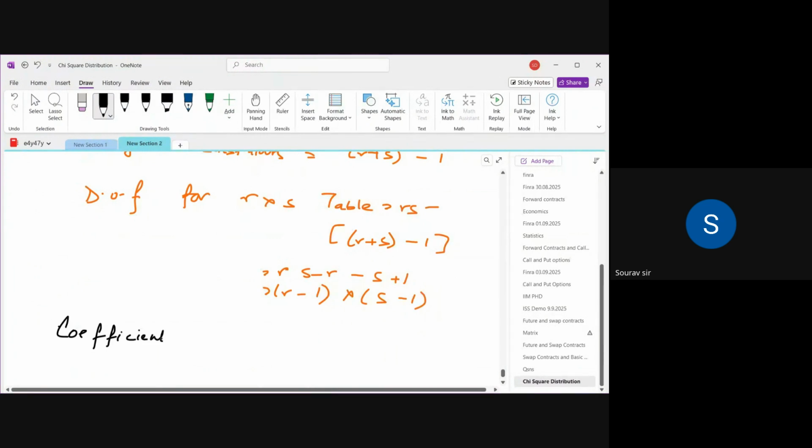This is one. Next, the coefficient of mean square contingency.